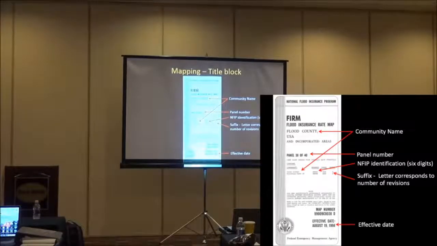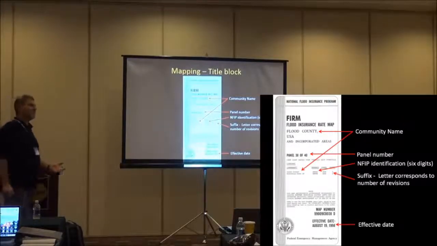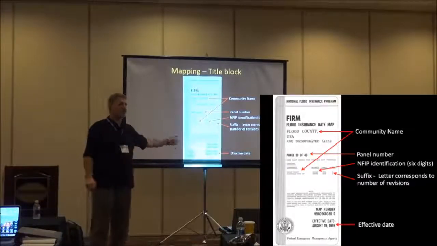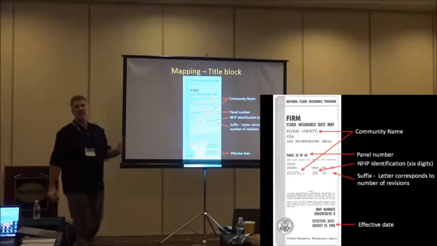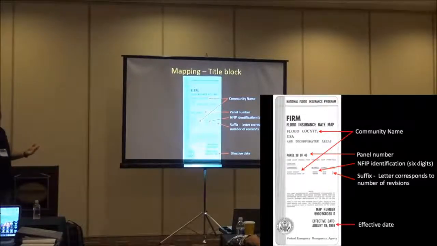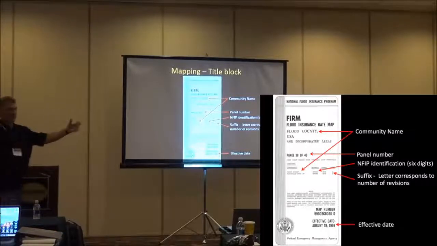And then if somebody said, what's the effective date? It's pretty straightforward, but that's on the front page of the map. Hopefully when a community is using this, they're using the most recent effective date. If they're not, they could be in violation of the NFIP standard.